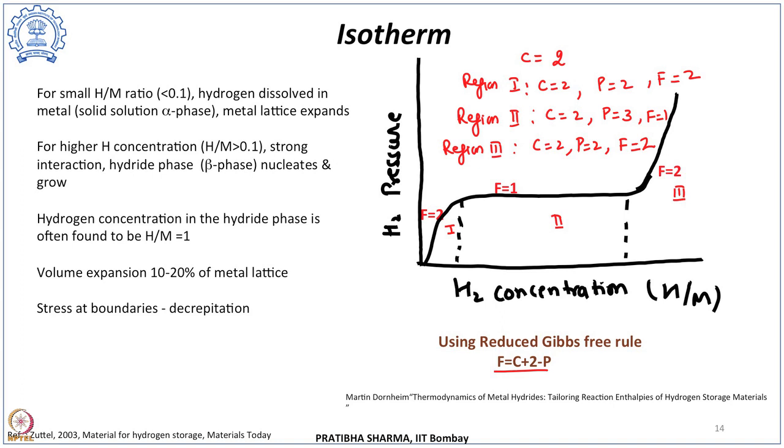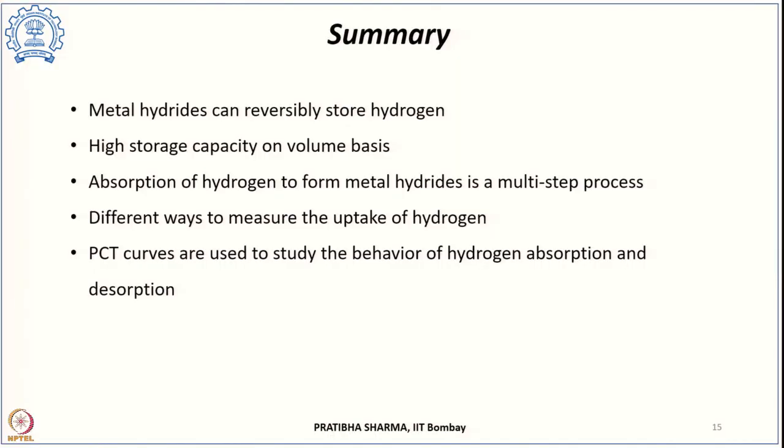However, if we now look at the third region, we have 2 components and 2 phases, hydrogen and beta phase. So the number of degrees of freedom is again 2, and thus there is a rise in the pressure as the hydrogen gas pressure rises, and there is also a change in the concentration. So this is a typical, ideal isotherm. Now there are irreversibilities involved, and several changes are involved in these isotherms that we will see in the next class.